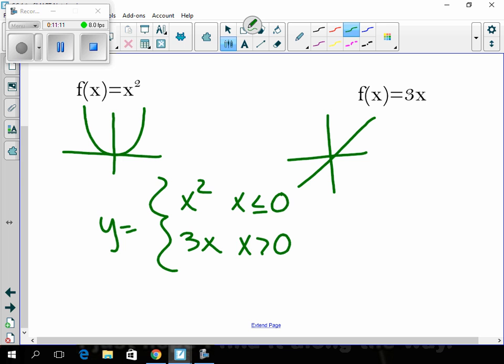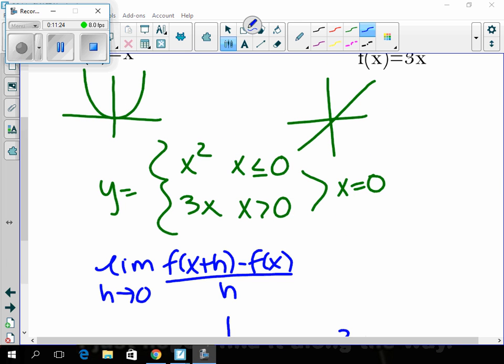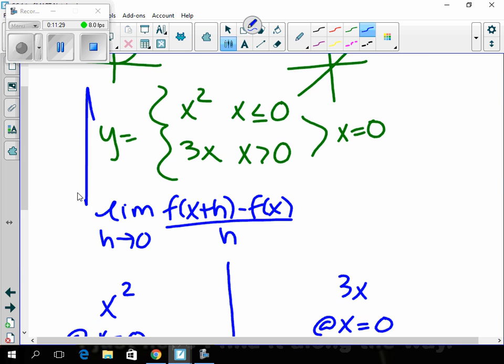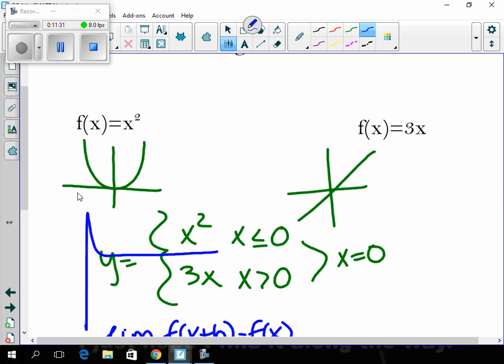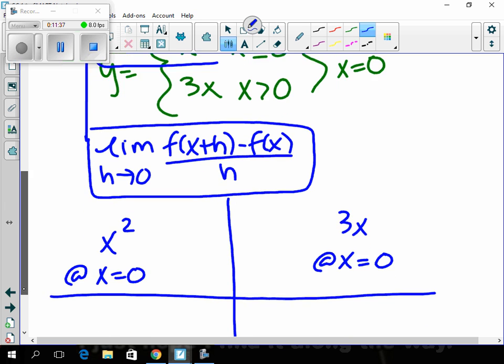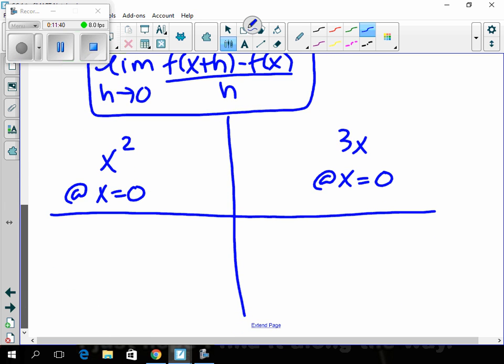So now I want to look at the right and left-hand derivatives at 0. That's my trouble spot because that's where they're kind of going together. So I want to make sure and see if the derivative is the same. I want to use my definition of the derivative, the limit as h approaches 0 of f of x plus h minus f of x. So I'm looking at x squared at x equals 0 and 3x at x equals 0.